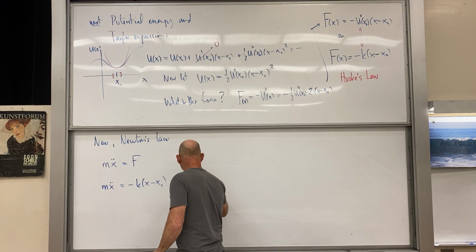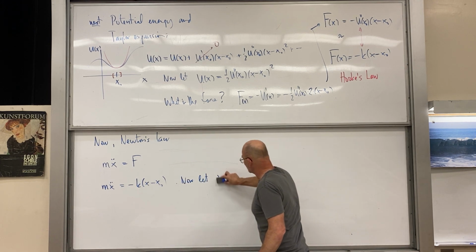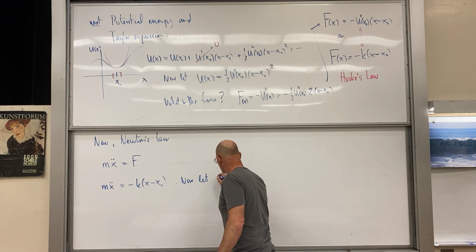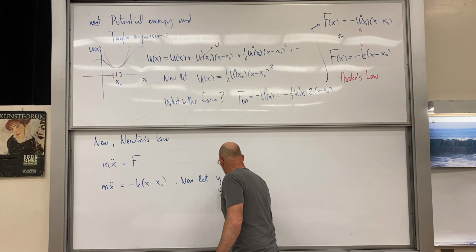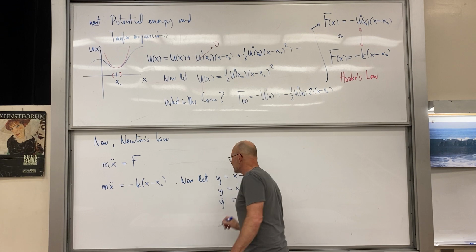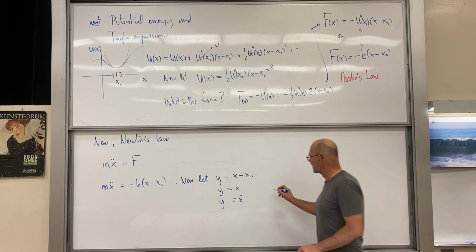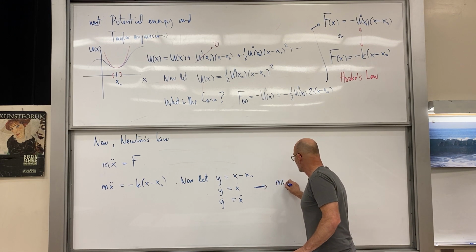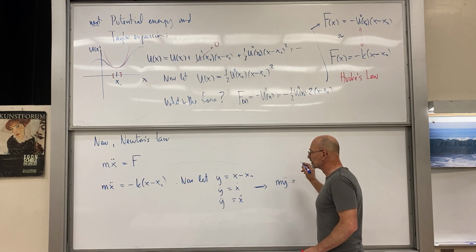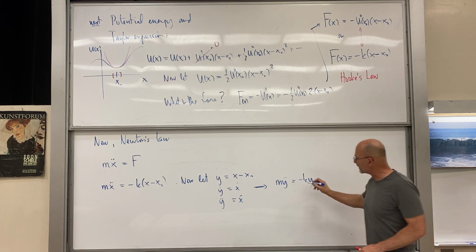Now let y equal, I'm just choosing another letter, choose anything I want, y equal x minus x0. y dot is x dot. y double dot is x double dot. Okay, so with that substitution, what can I have? m y double dot is equal to minus k times y, just another letter.